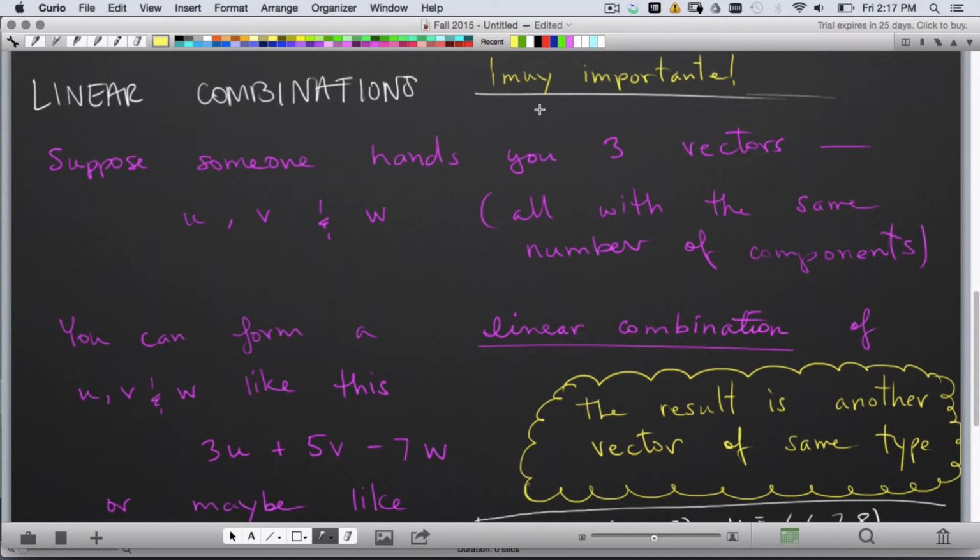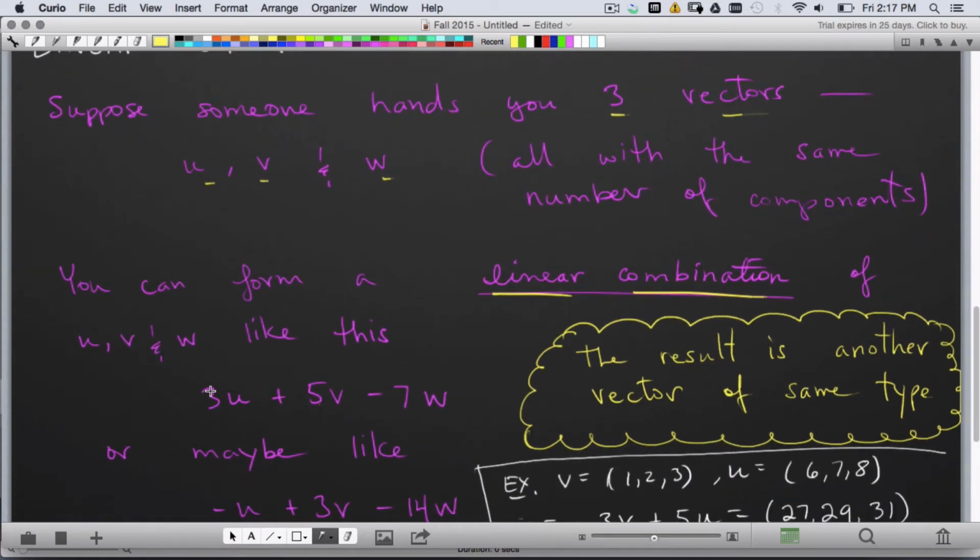So linear combinations turn out to be a very important idea in linear algebra. Suppose someone hands you 3 vectors, u, v, and w, all with the same number of components. We're going to form what's called a linear combination like this. We're going to take 3 times the first vector, add it to 5 times the second vector, and then subtract 7 times the vector w. What we're going to get is a new vector.